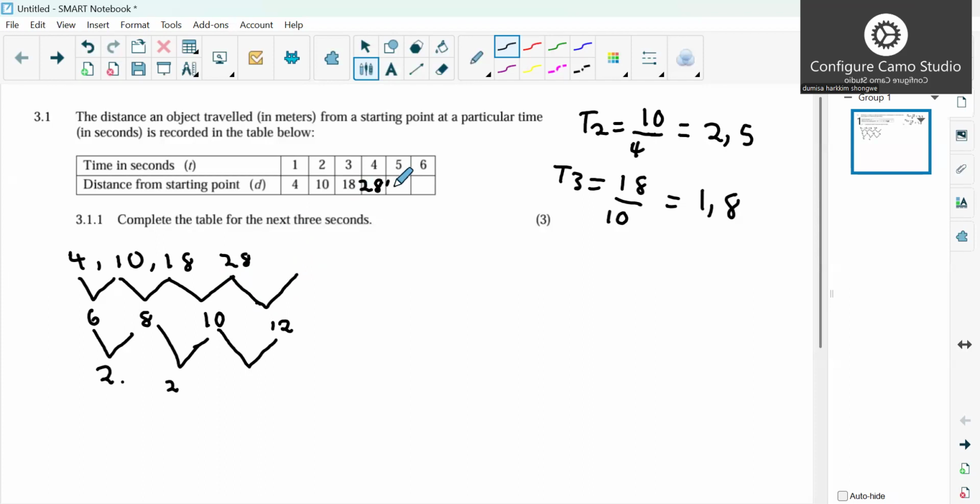So this is after 5 seconds. The distance is going to be equal to 40. So we write that.